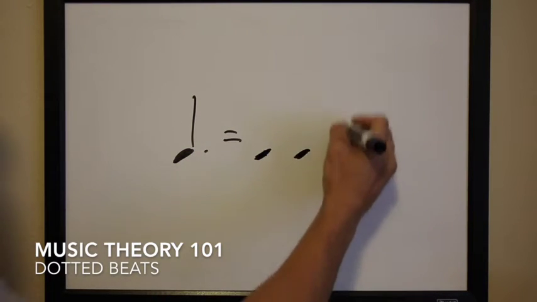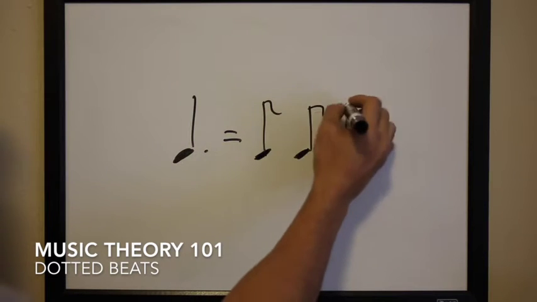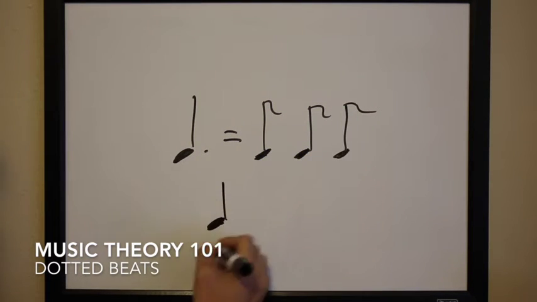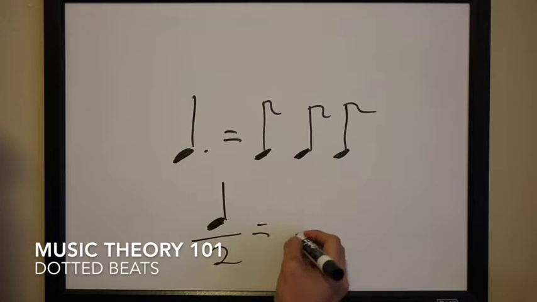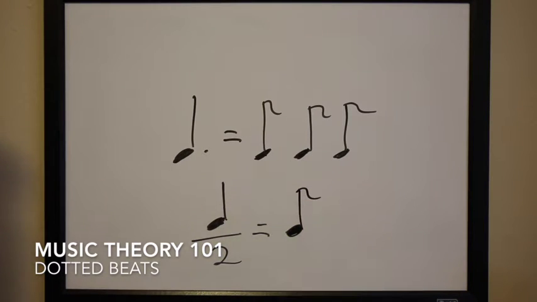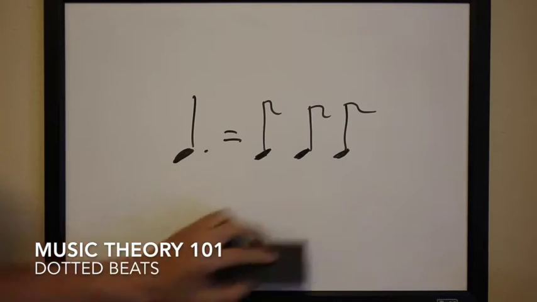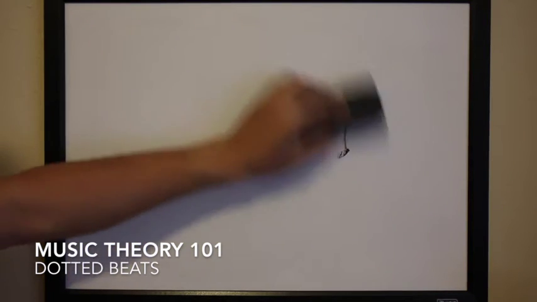So what about dotted quarter notes? Well, I have 3 eighth beats. Where does that come from? Well, half of a quarter beat equals 1 eighth note. So I add 1 eighth note to the original 2 eighth notes, which make a quarter beat.